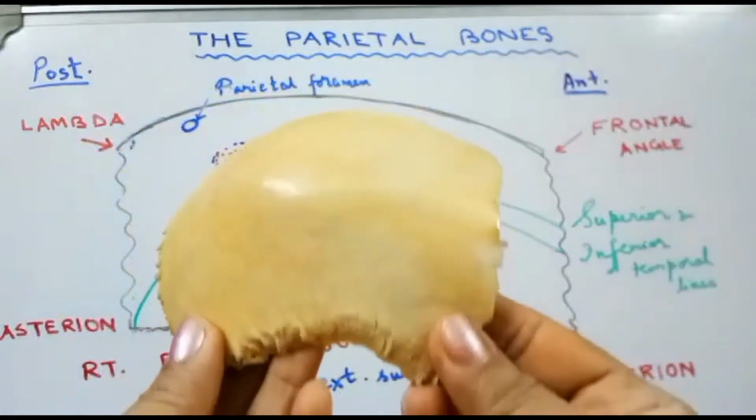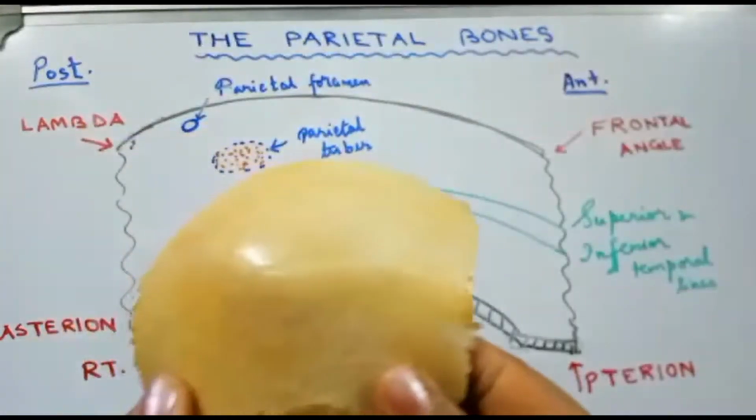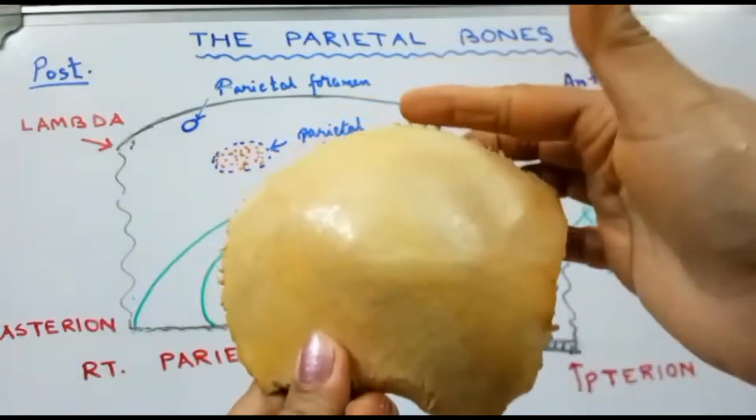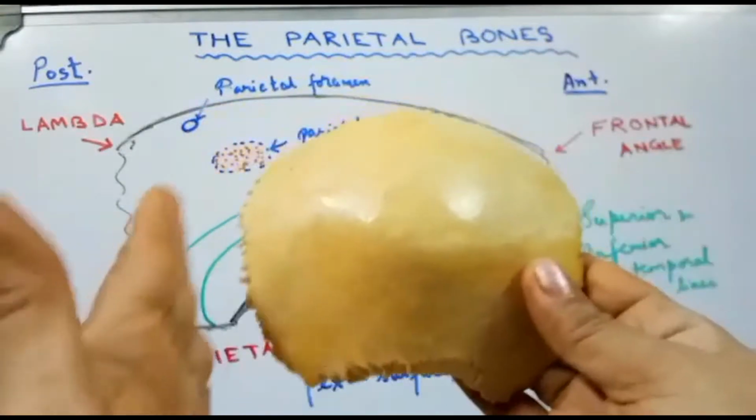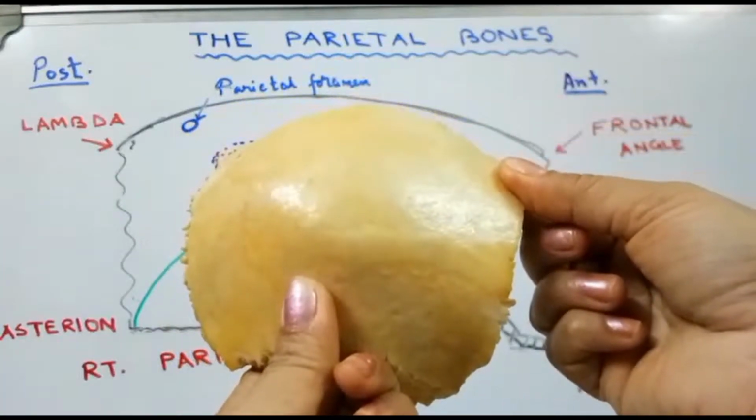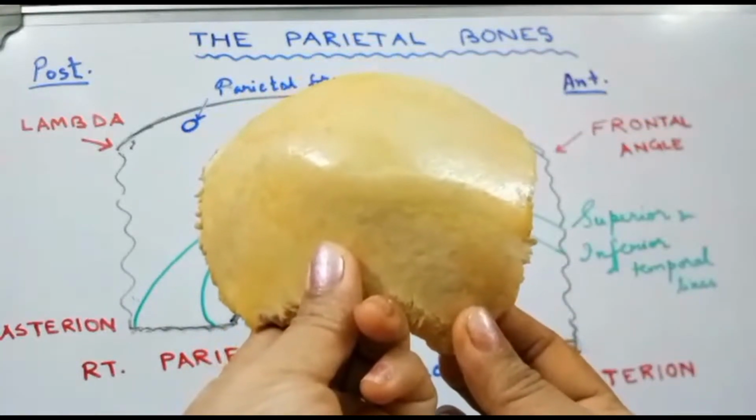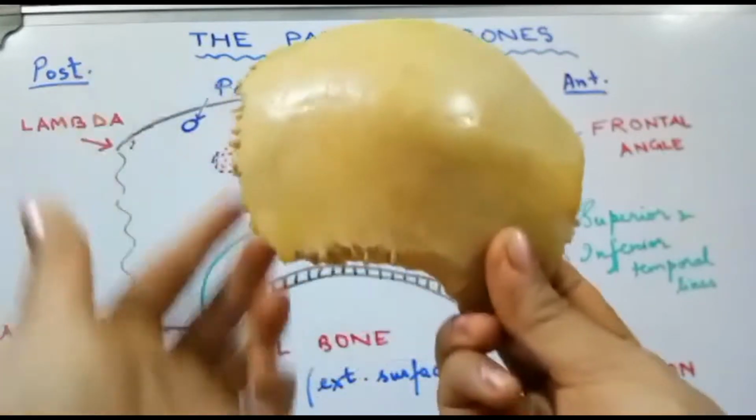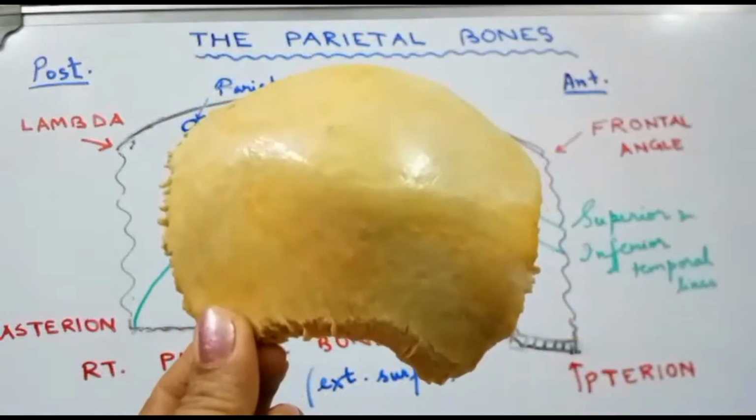So this is the parietal bone of the right side. The features of this bone: it has an external surface, an internal surface, a superior border, inferior border, anterior border, posterior border, and it has four angles: antero-superior angle, also known as the frontal angle; antero-inferior angle, also known as the sphenoidal angle; posterior-superior angle or the occipital angle, and the posterior-inferior angle or the mastoid angle.